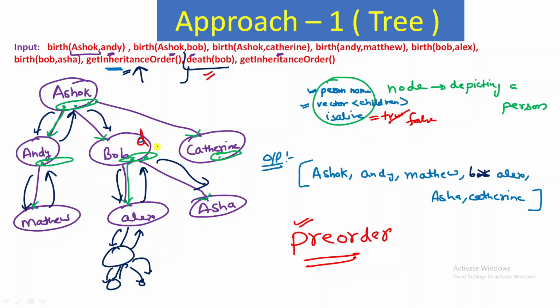Okay, and I will be taking this node, or I will be ignoring this node, but I will just be doing the pre-order traversal. So I hope you have got the idea of how I can use the tree data structure. Okay, so let's move to the second approach.